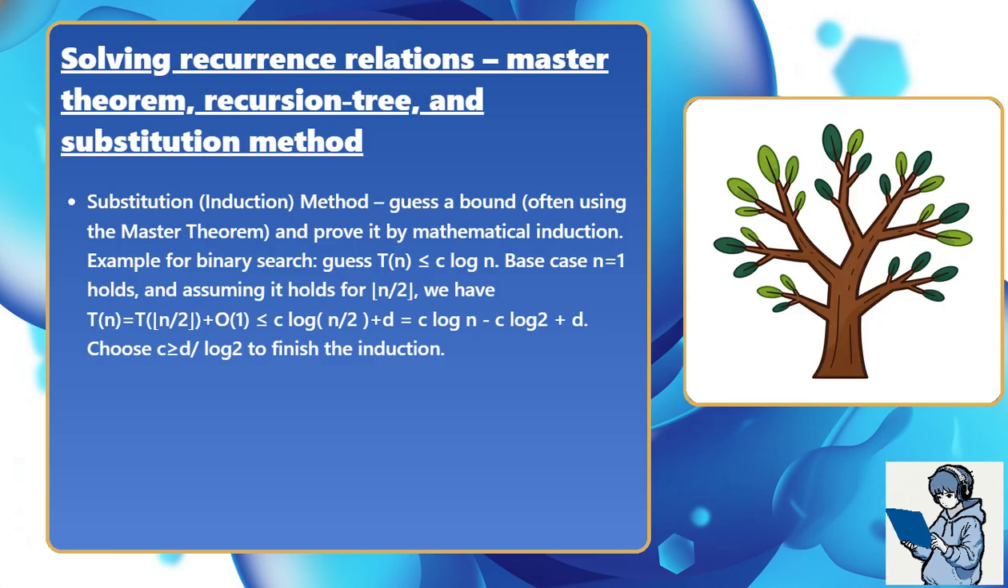Substitution (induction) method: guess a bound, often using the master theorem, and prove it by mathematical induction. Example for binary search: guess T(n) ≤ c log n. The base case n = 1 holds. Assuming it holds for n/2, we have T(n) = T(n/2) + O(1) ≤ c log(n/2) + d = c log n − c log 2 + d. Choose c ≥ d / log 2 to finish the induction.